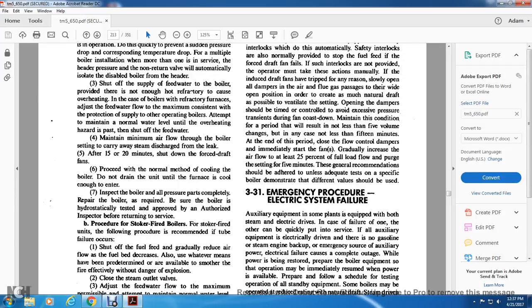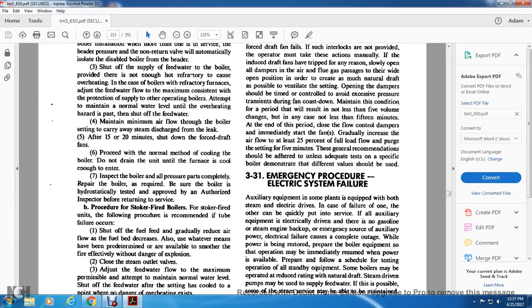4. Maintain the minimum airflow through the boiler setting, carrying away the steam discharged from the leak. 5. After 15 to 20 minutes, shut down the forced draft fans. 6. Proceed with the normal method of cooling the boiler. Do not drain until the furnace is cool enough to enter. 7. Inspect the boiler completely and make the repairs required. Be sure that the boiler is hydrostatically tested and approved by the authorized inspector before returning to service.